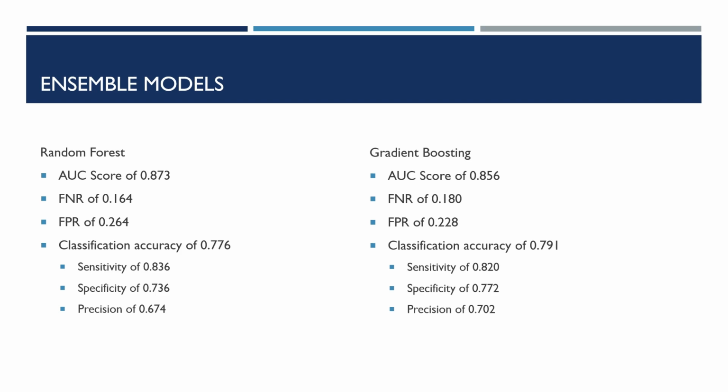By comparison, the gradient boosting model has a relatively low false negative rate at 0.18 and a relatively low false positive rate at 0.228, as well as a relatively high classification accuracy at 0.79 or 79%, as well as strong sensitivity, specificity, and precision compared to most of the other models. So the ensemble models are very strong contenders for the optimal model of the four observed.